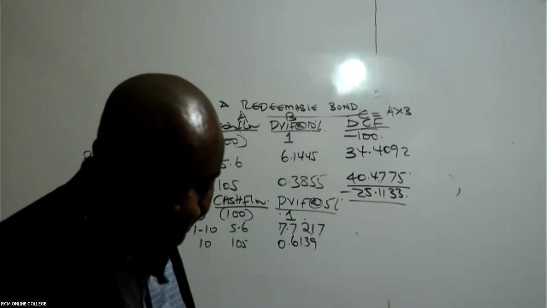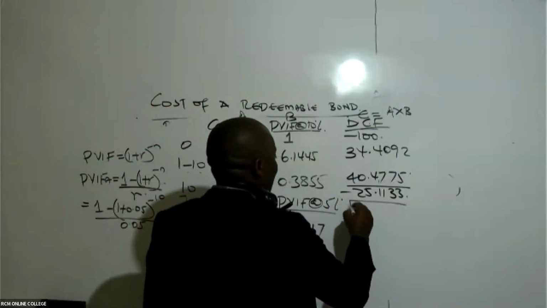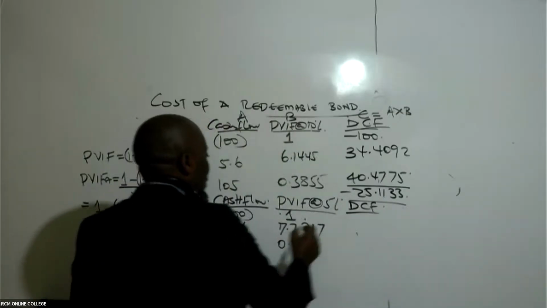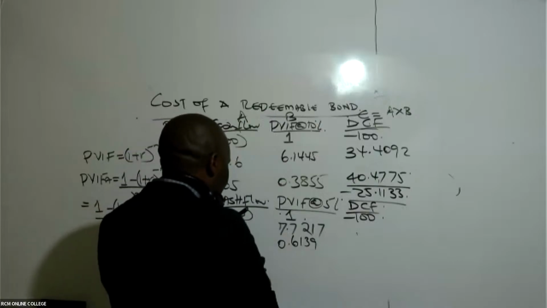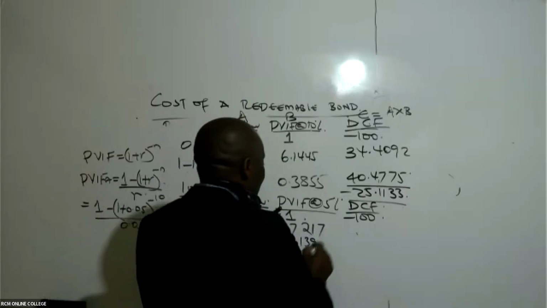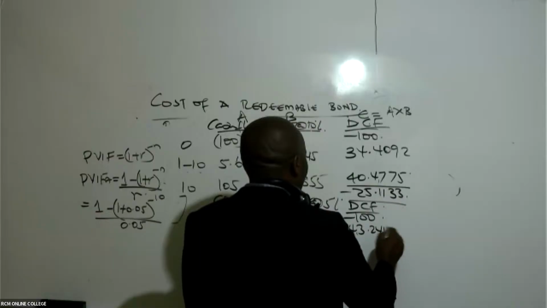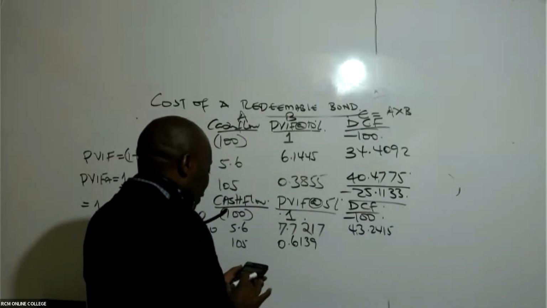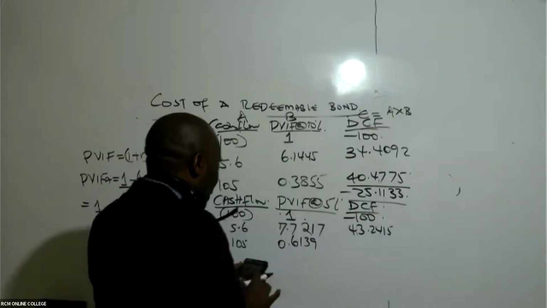Go ahead and give me the discounted cash flows before I answer accurately. So discounted cash flows, what do I have here? I have -100. We have 5.6 times 7.7217, which will end up giving me 43.2415. Then lastly, I have 105 times 0.6139.